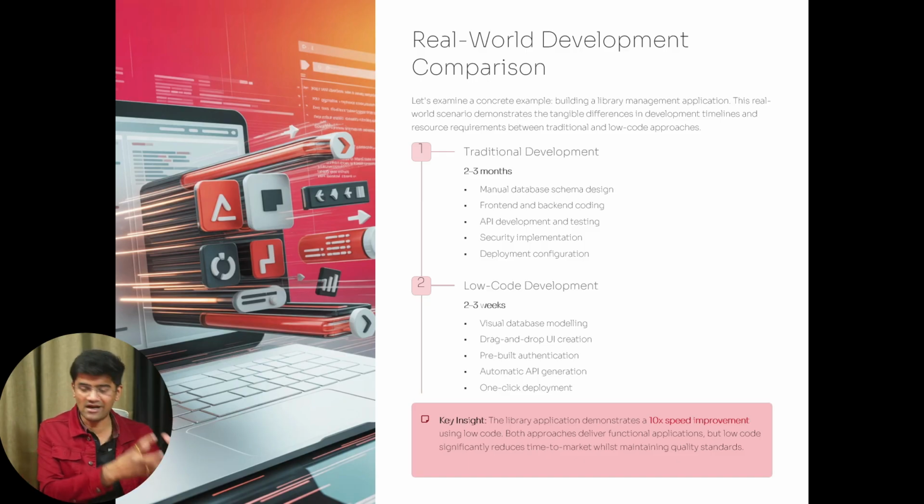We get drag and drop UI components, so we just drag and drop it and design the screen and UI. We get pre-built authentication. We get automatic API generation. We just instruct the tool that this is how we are going to use the API, and the tool does everything for us. And it comes with a one-click deployment. We just click on a button and it deploys to the production or the higher environment.